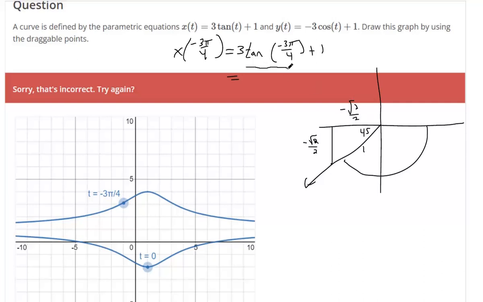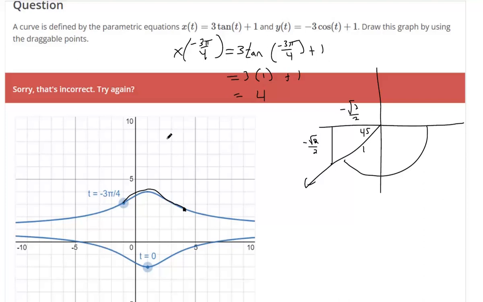Now we're ready to say what tangent of negative 3 pi over 4 is. Tangent is opposite divided by adjacent, so the opposite divided by the adjacent is just positive 1. So this is 3 times 1 plus 1. So when the parameter t equals negative 3 pi over 4, we got an x value of 4. That means this dot should be moved over right around here. I don't know if the graph changes with the dot, but we at least know that the x coordinate is supposed to be 4 when t equals negative 3 pi over 4.